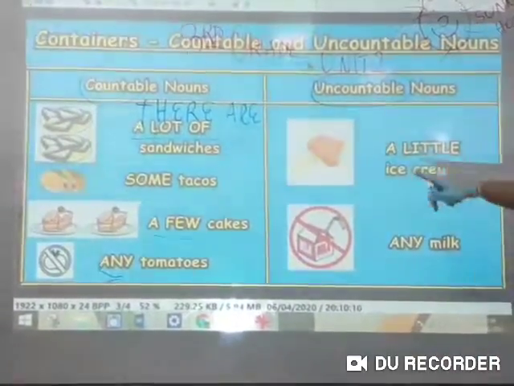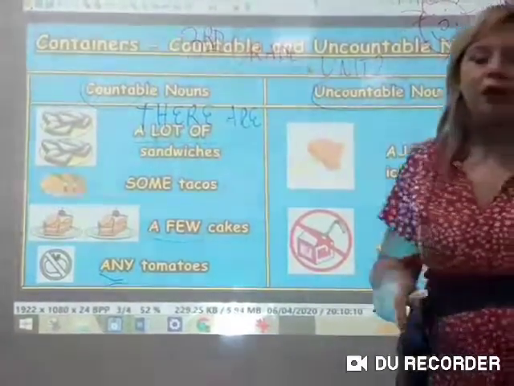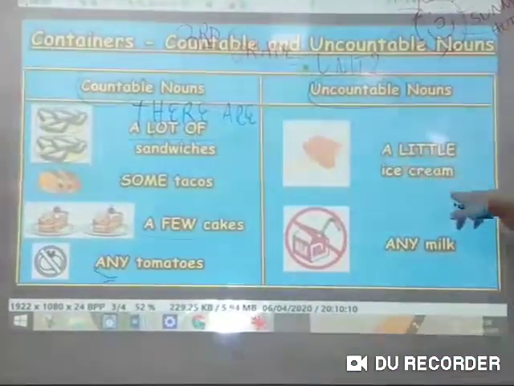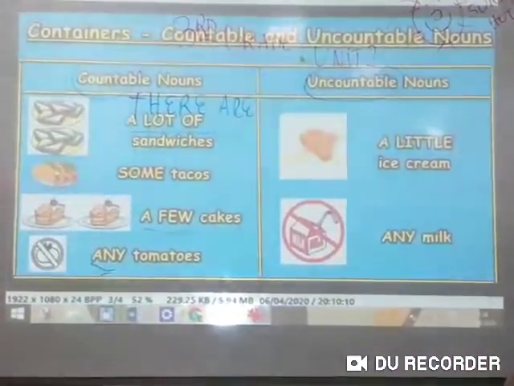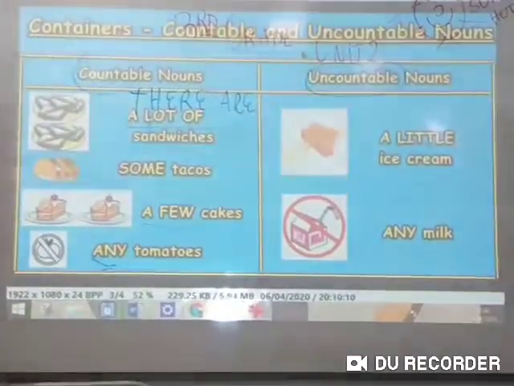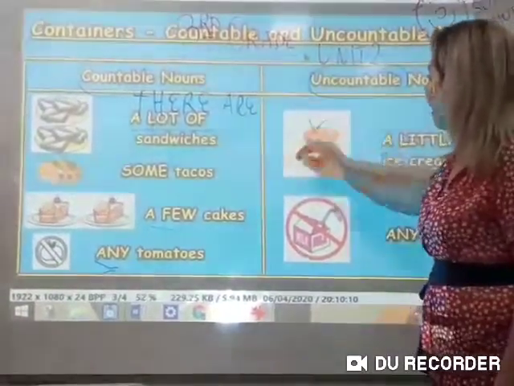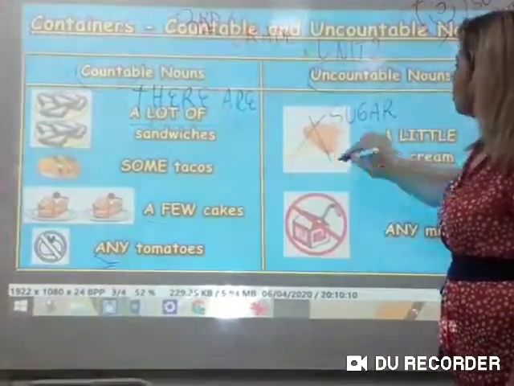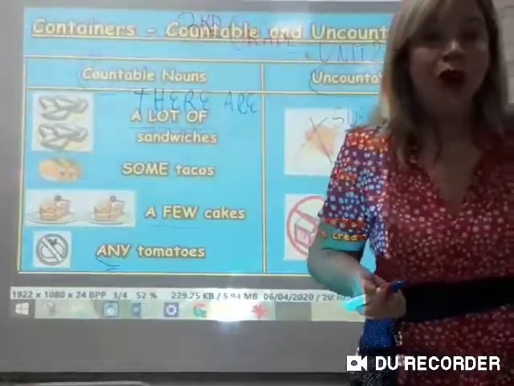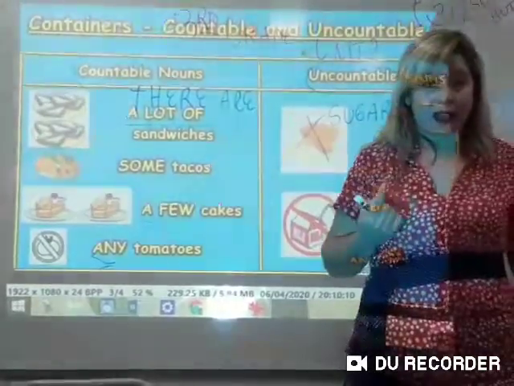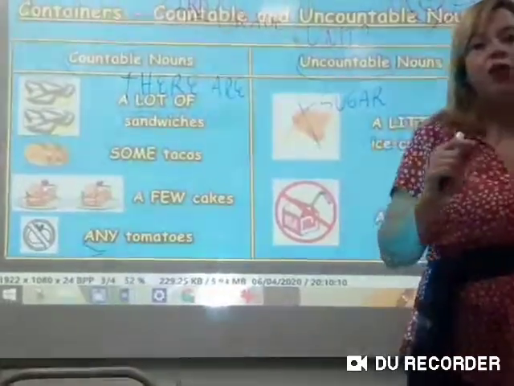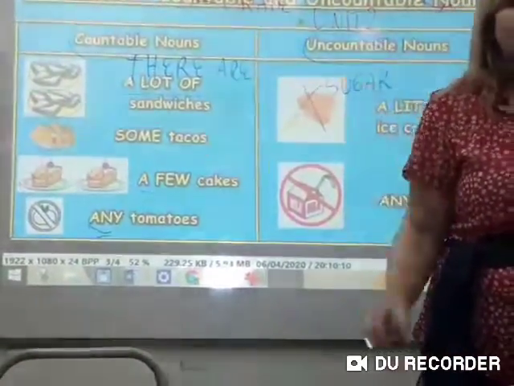Vamos a los uncountable. Yes? Ice cream. Porque yo no puedo decir un ice cream, dos ice cream. En este caso, a little ice cream. Yes? Okay? A little ice cream. Vamos a poner otro ejemplo más claro. Con sugar, for example. Azúcar. Si yo digo un paquete de azúcar, a package of sugar. Pero yo no voy a decir un azúcar, dos azúcares, tres azúcares, cuatro.